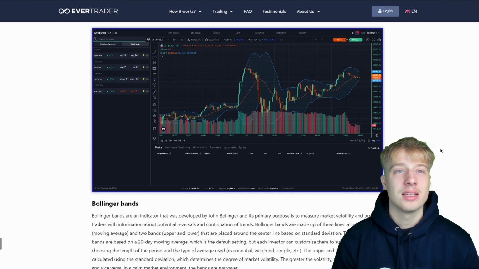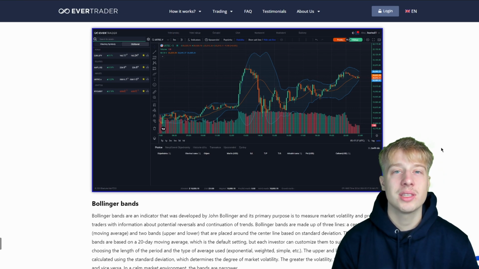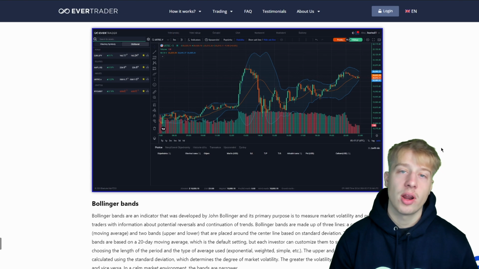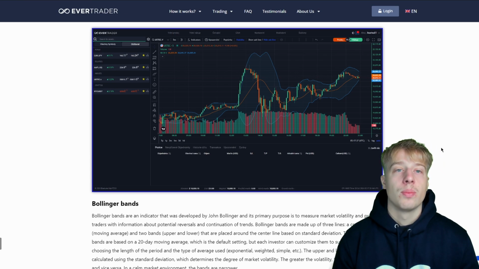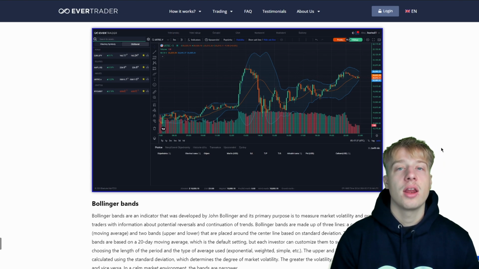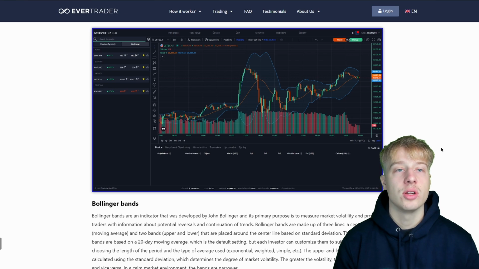The Bollinger Bands are based on a 20-day moving average, which is the default setting, but each trader can customize them to suit their needs by choosing the length of period and the type of average used, exponential, weighted, or simple, etc. The upper and lower bands are calculated using the standard deviation, which determines the degree of market volatility. The greater the volatility, the wider the bands, and vice versa. In a calm market environment, the bands are narrower.